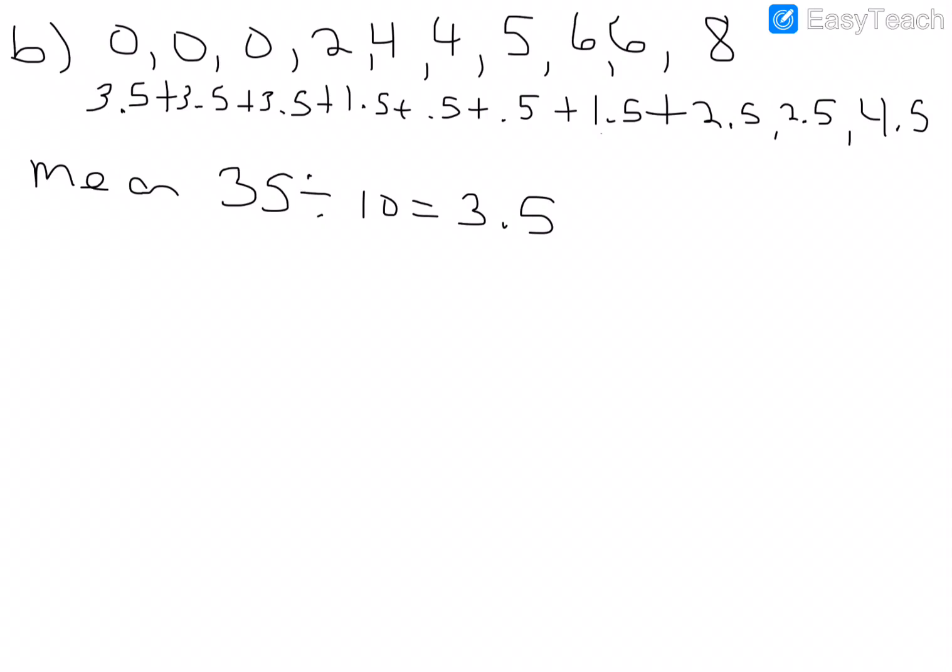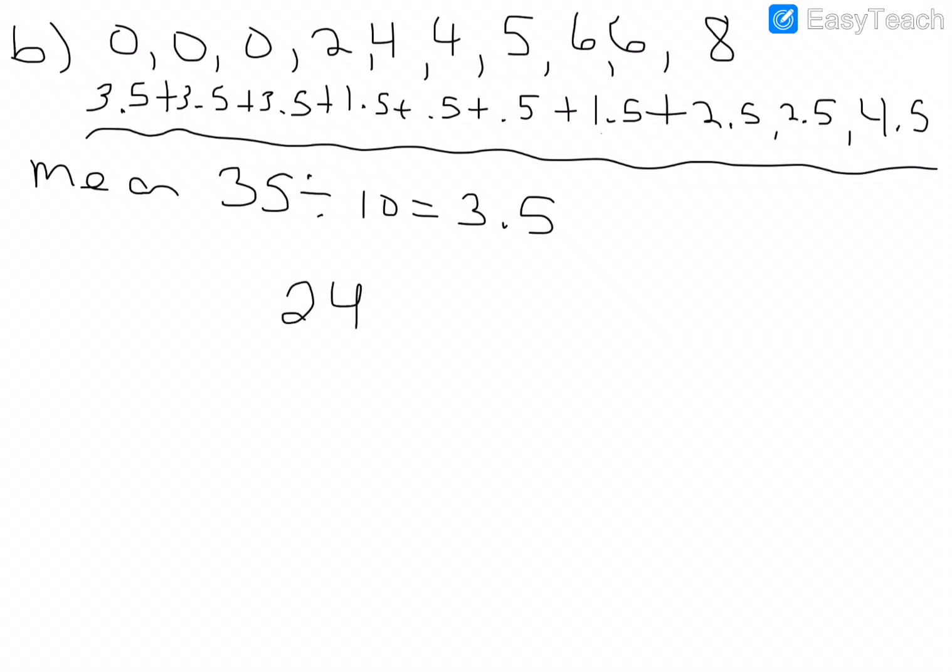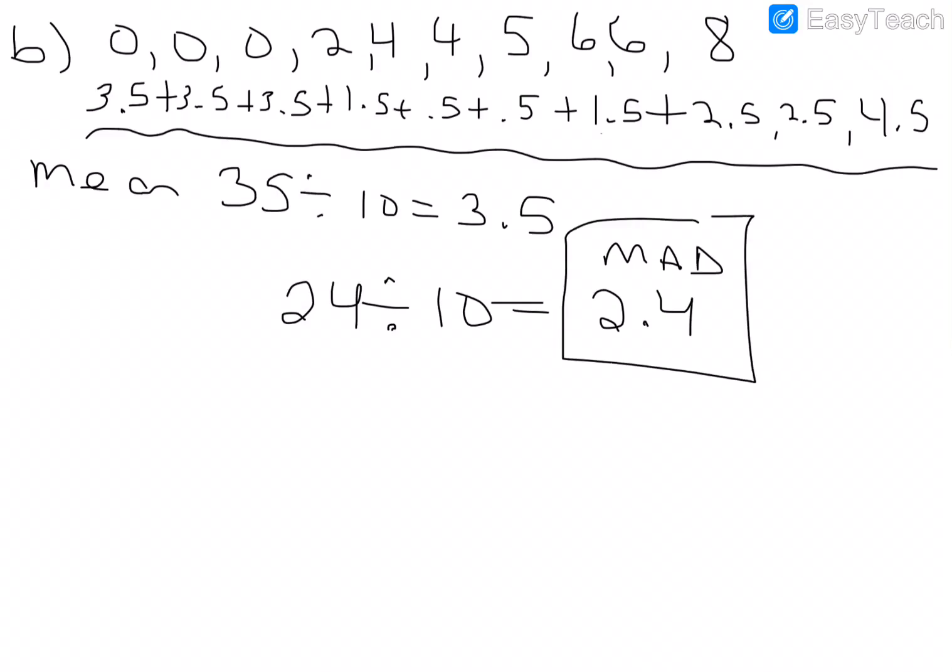Okay, now I need to add all of those together. If you have your calculator, you just add 3.5 plus 3.5 plus 3.5 plus 1.5. Add them all up. You get a total of 24. 24 divided by 10 equals 2.4, which is my mean absolute deviation.